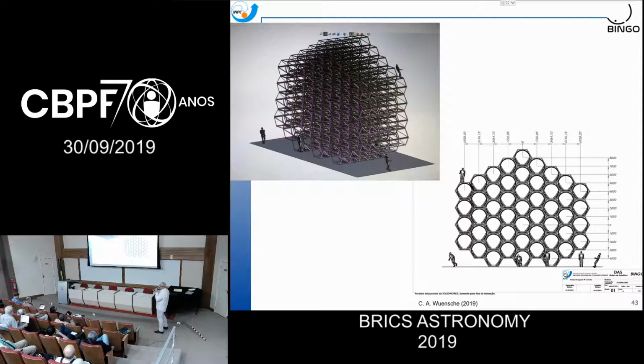So we will not have a building for the horns. We will have a hexagon structure that will host every single horn.